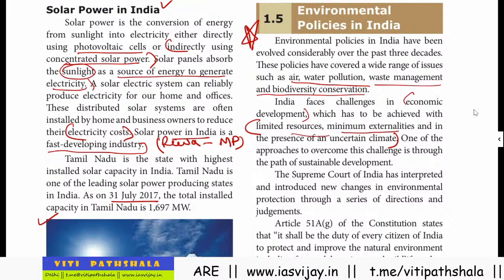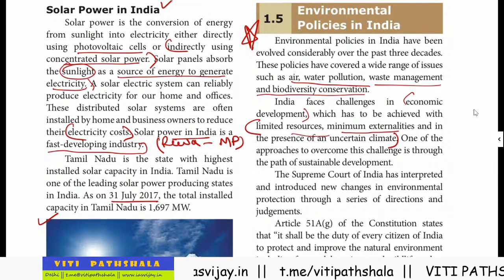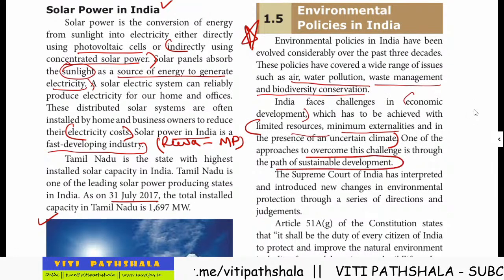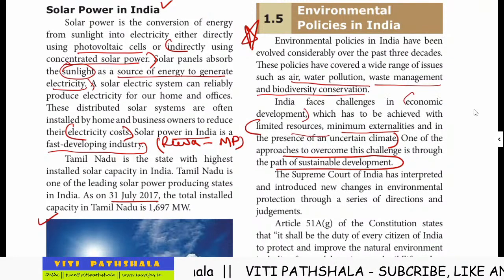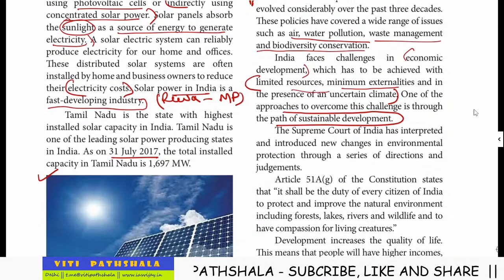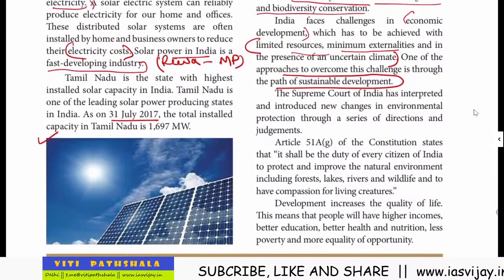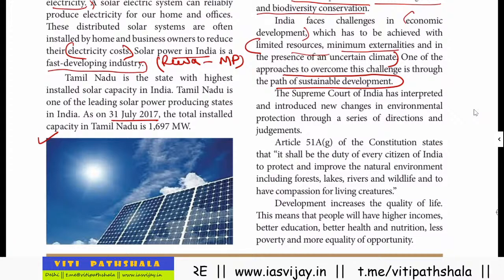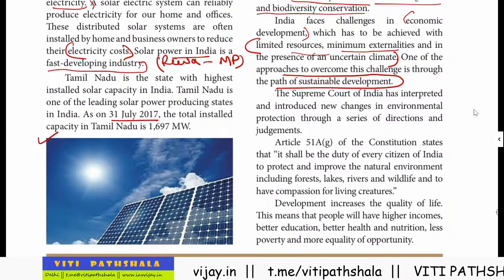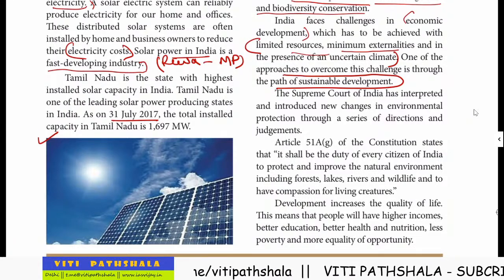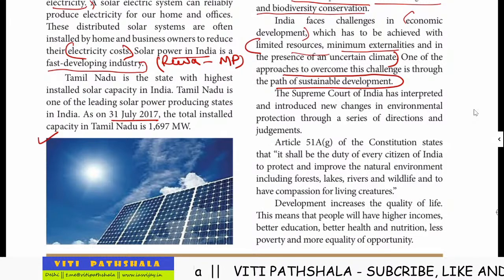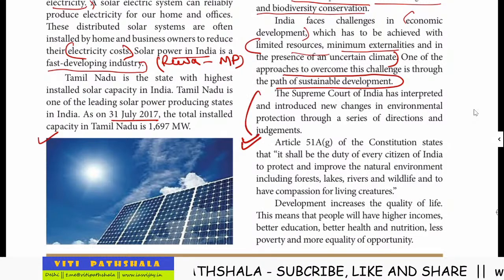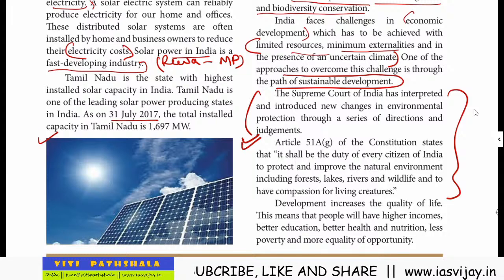One of the approaches to overcome this challenge is through the path of sustainable development. How can we achieve this? We can achieve it through sustainable development. The Supreme Court of India has interpreted and introduced new changes in environmental protection through a series of directions and judgments. So this is a very important thing from your exam point of view.